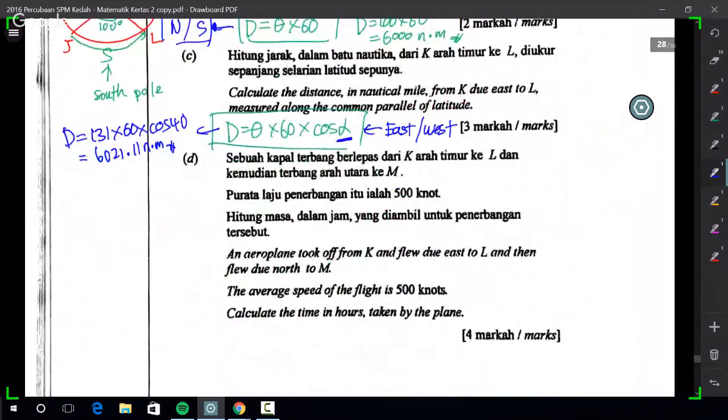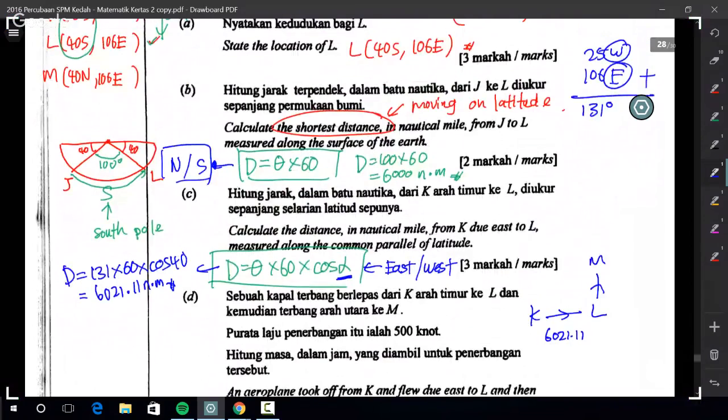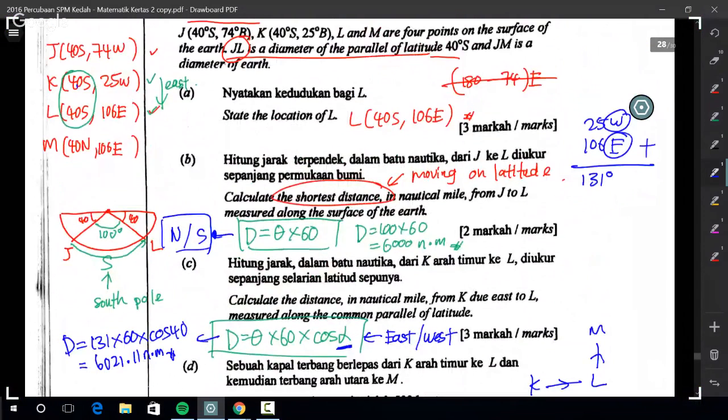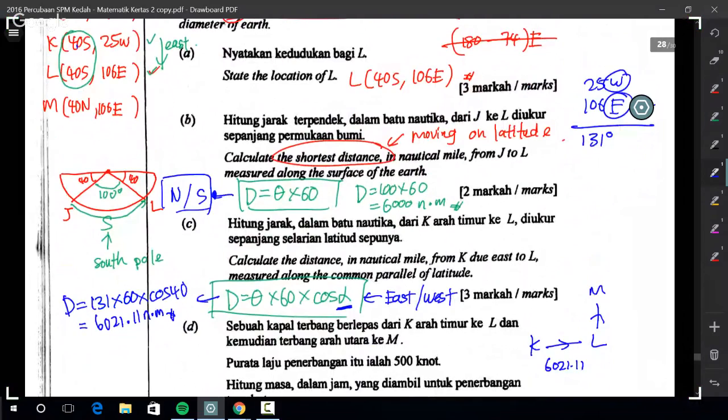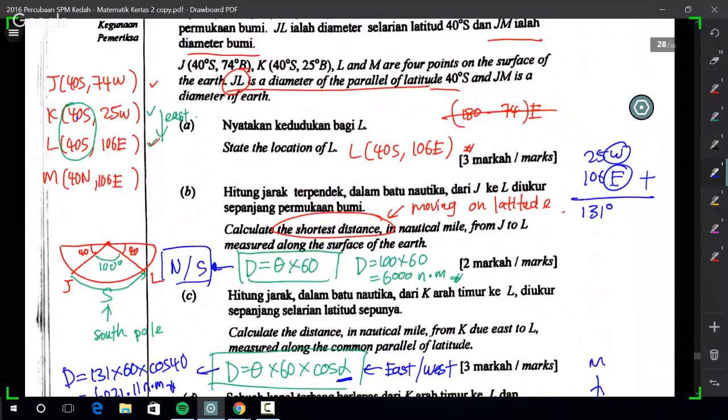Okay, then we go to the last one. An aeroplane took off from K and flew due east to L, and then due north to M. So basically, K to L we already solved. We have K to L is 6021.11. Okay, L to M. Do we have L to M on this question? Let me see carefully. We do not have L to M. So in this case, we have to find from L to M.